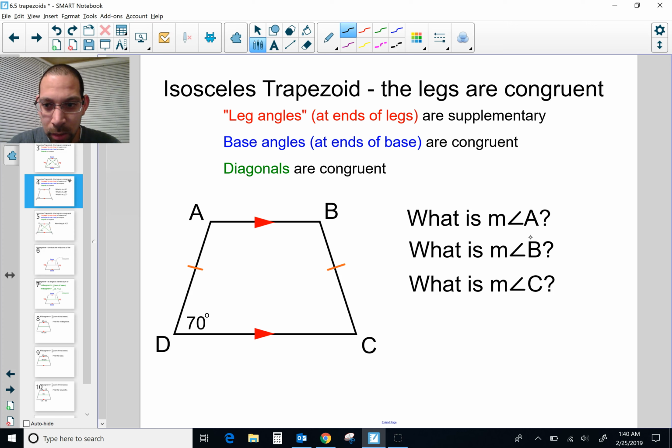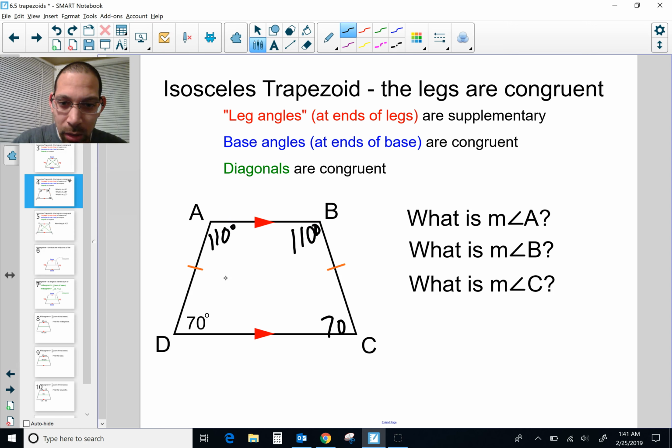What is the measure of angle A? What's the measure of angle B? What's the measure of angle C? Knowing this is 70. Well, I said the base angles are congruent, so that's 70. And the angles at the ends of the legs are supplementary, so that would make this 110. Same thing here, 110.